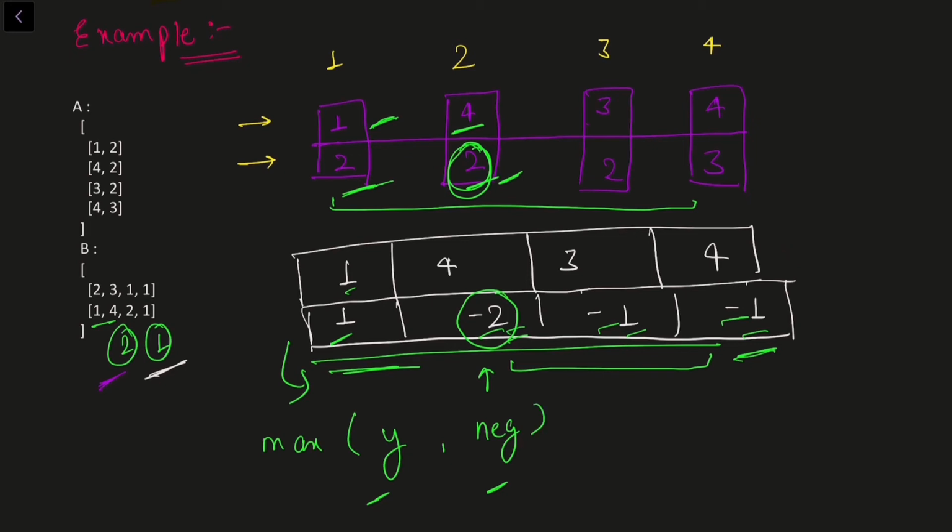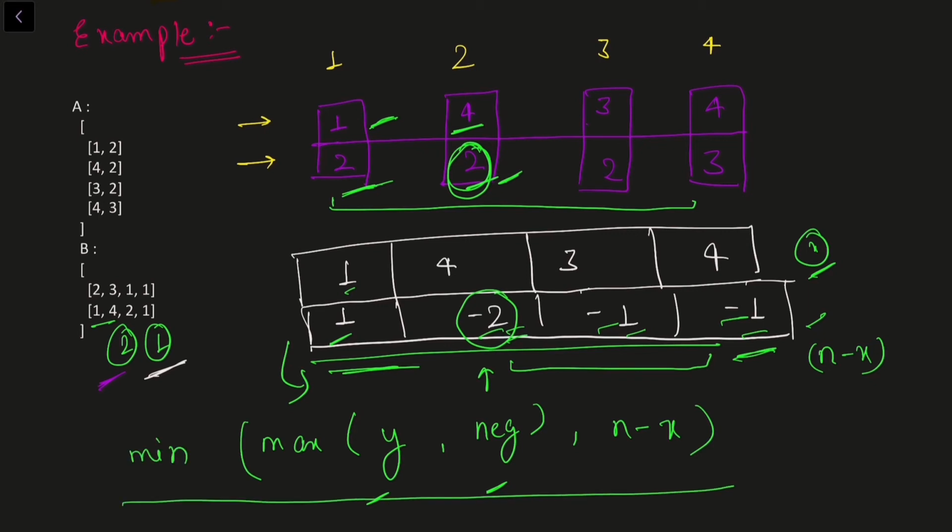Now there is one more restriction. Since I need x elements of type 1, at max from type 2, I can only select n minus x elements, right? Because I need at least x elements of type 1. So I'll minimize this with n minus x. Whatever I get, let's say I got this as k, then I need the sum of all those k elements, right? So in our second case our k is 2.